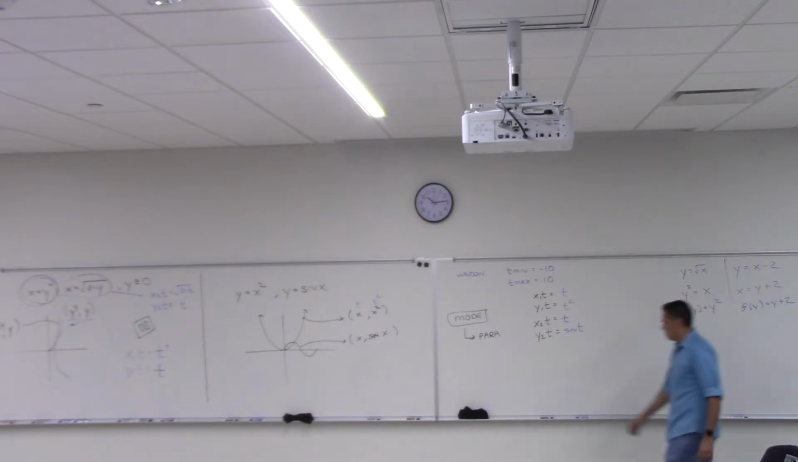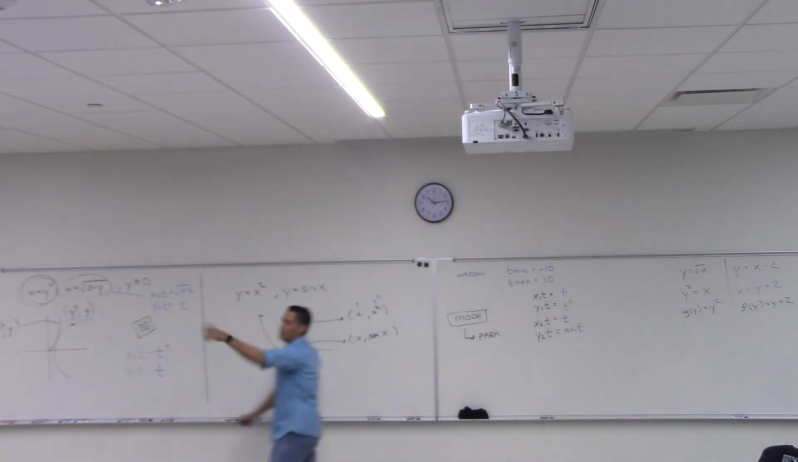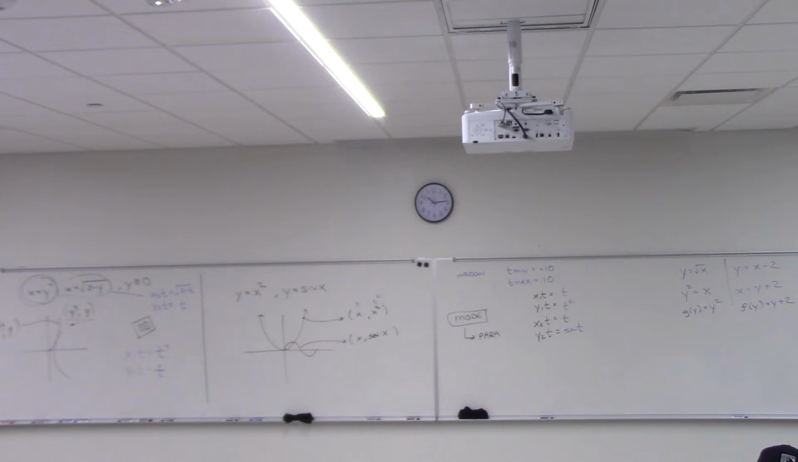So the blue one, oh sorry, let me say it this way. The red one, right? The red one is y equals x squared. The blue one is x equals y squared, right?